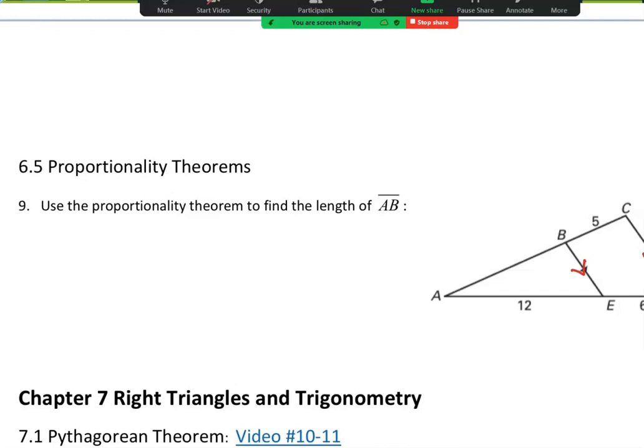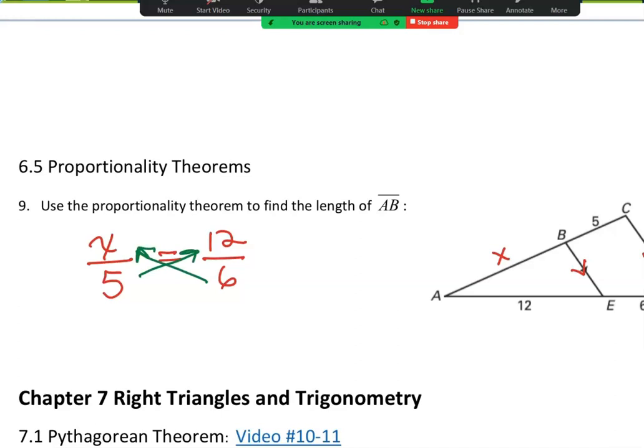Once I see that, and let's make this value x. The fact that those are parallel allows me to write this proportionality. X is to 5, just like 12 is to 6. See what I did? Look at where I'm pulling these numbers from. Here again, we have cross products that's going to let us solve for X, which is my length of AB.